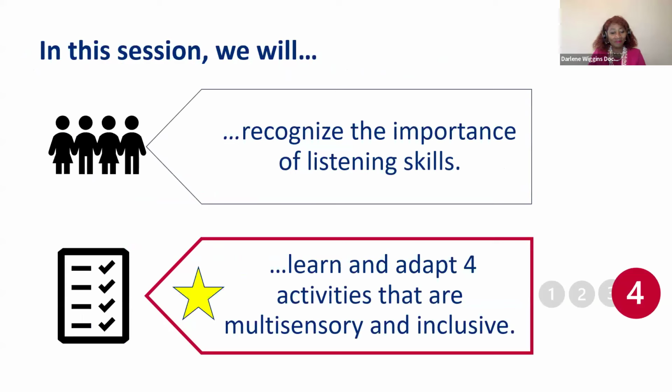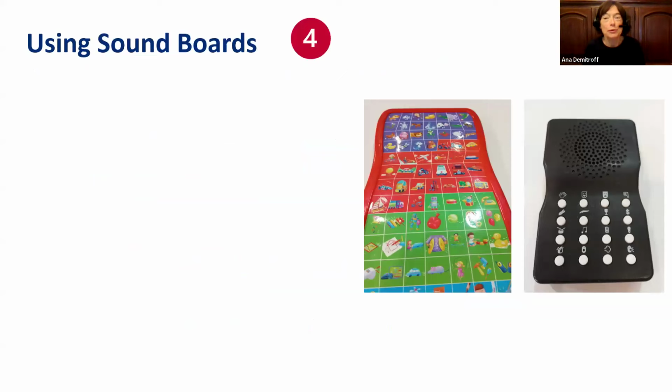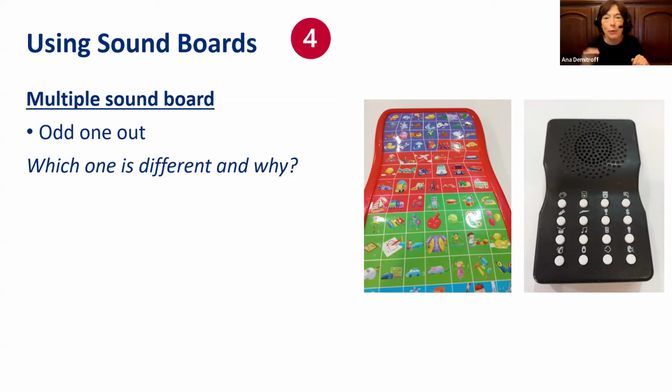We're moving to the next activity, the fourth activity, which is multisensory and inclusive. It can go up to older pupils or older learners and down to younger students. So let's see, what is it? Using soundboards. On the left is a soundboard that has lots of different categories, from animals to transportation to musical instruments or domestic sounds. That I bought secondhand, and it's one of my favorite things to use in class.